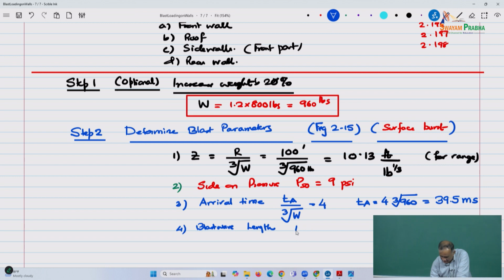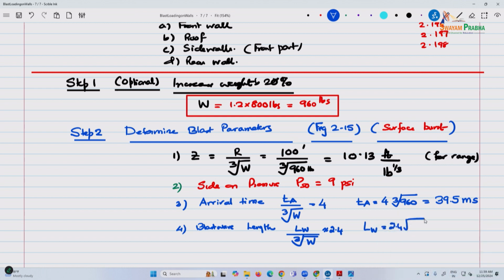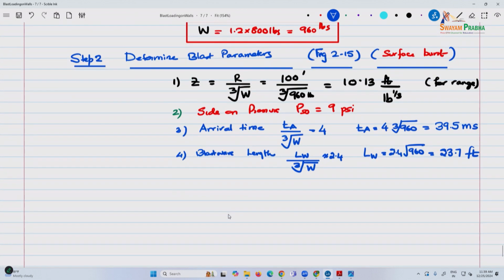Blast wavelength, LW divided by cube root of W, is 2.4. Again, these could be subjective, as you have seen yesterday. This could be a range, not subjective, but they're definitely a range. So LW is 2.4 times cube root of 960, which comes to 23.7 feet. And this brings an interesting question, right? 23.7 is not that high.